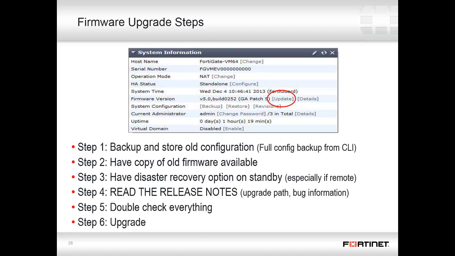Upgrading the firmware on a FortiGate is quite simple. The easiest method is from the GUI on the status page in the System Information widget and clicking the Update button. In order to make sure your upgrade goes smoothly, any kind of firmware upgrade is always a 6-step process.